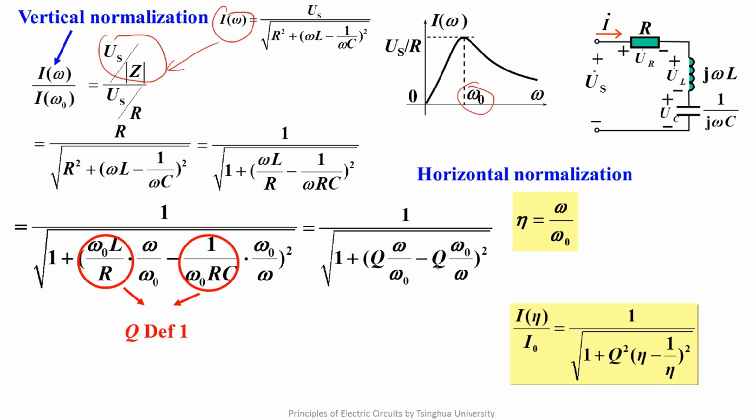You see, the resonant frequency of any RLC series resonant circuit is omega 0. Of course, different circuits have different omega 0. The horizontal normalization enables all circuits to be resonant when eta equals 1. When eta equals 1, the value of this function is 1. In other words, the maximum value of the magnitude frequency characteristic equals 1 for any resonant circuit. It's a result of the vertical normalization.